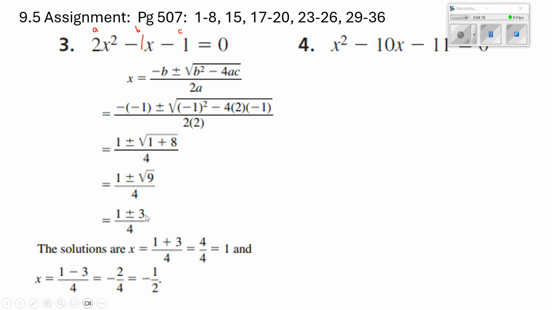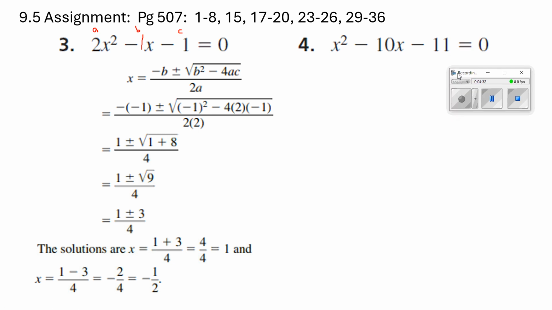Now 1 minus 3 would be negative 2. And now that's going to reduce, because both of these are divisible by 2, to negative 1/2. All right? And you have number 4 to do. All right, so let's go on to number 5.